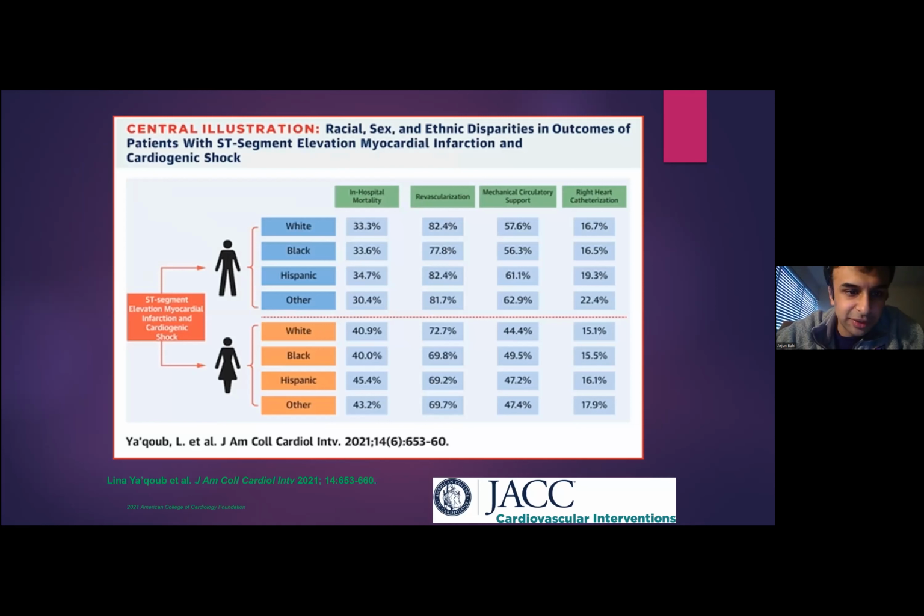Here are some outcomes divided by sex, race, and ethnicity. You can see that some of the main interventions, like mechanical circulatory support or diagnostic right heart catheterization, are done less in women, and also done less in Hispanics. I think that might be for a variety of reasons. I've looked at some data that shows that women are diagnosed incorrectly in the field, and that can slow down the whole process.